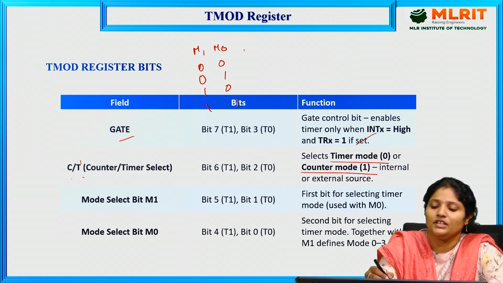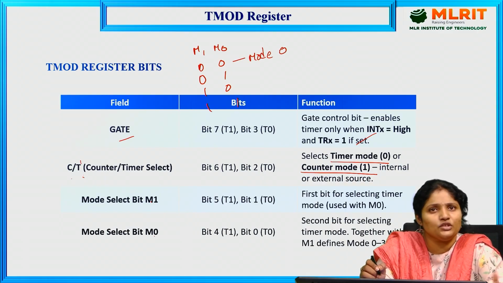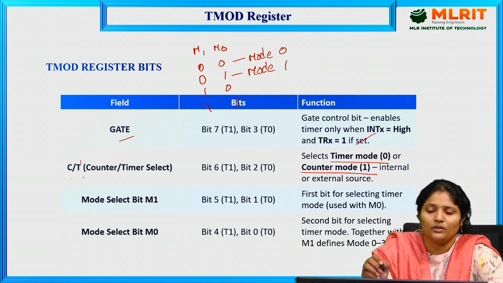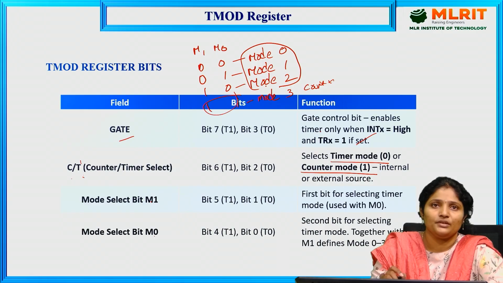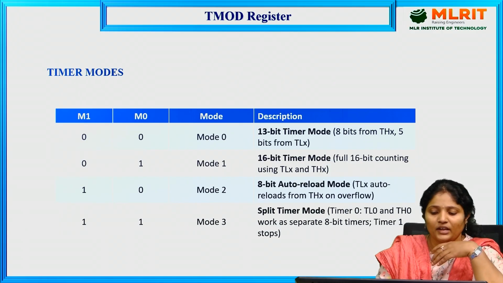If 0 0 is there, then mode 0 will be selected, and the timers or counters will work in mode 0. If 0 1 is there, the timers or counters work in mode 1. If 1 0 is there, mode 2 will be selected. And if 1 1 is there, only timers will work in mode 3, not the counters. Okay, counters will only work in 3 modes. Right? So these are the modes of the 8051 microcontroller.